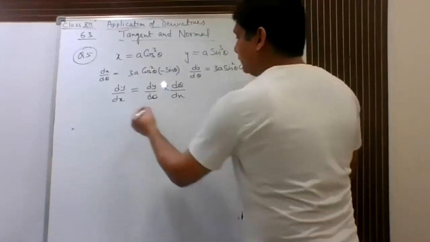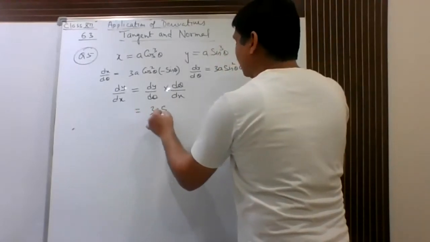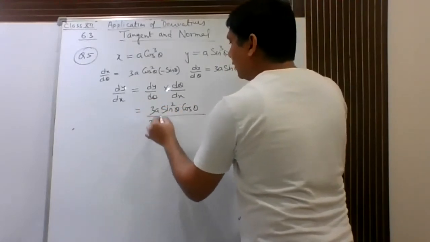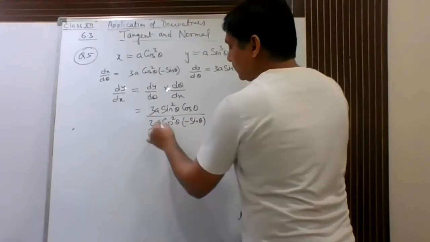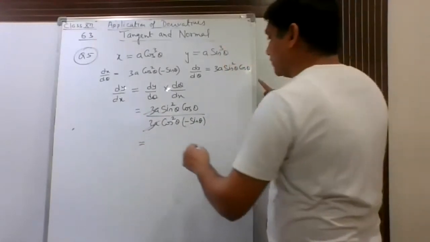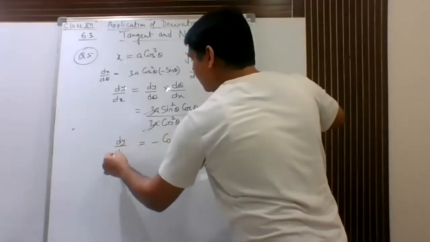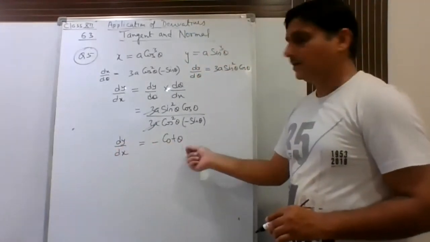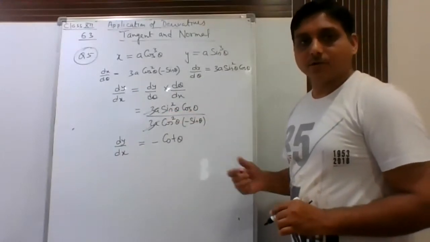Now let us substitute the values and do the calculation. When you put the values, it will be 3a sine square theta cos theta divided by 3a cos square theta into minus sine theta. Now 3a cancels out. So do further calculations. When you do further calculation, your answer will come out to be minus cot theta. Just check that. Sine will cancel out with sine, cos cancels out, and you are left with minus cot theta.